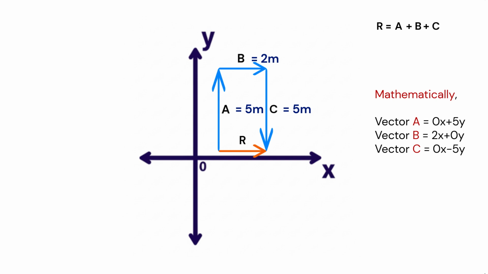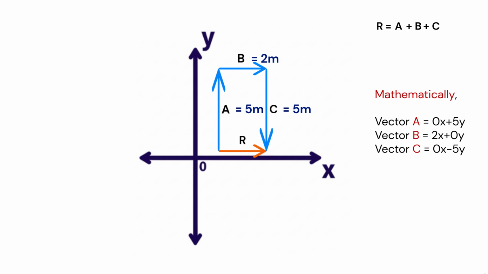Vector A can be represented as 0x plus 5y, as the car is moving in the positive y direction. Then, vector B can be defined as 2x plus 0y, as the car is moving in a positive x direction. And finally, vector C can be represented as 0x minus 5y, as it's moving in the negative y direction.